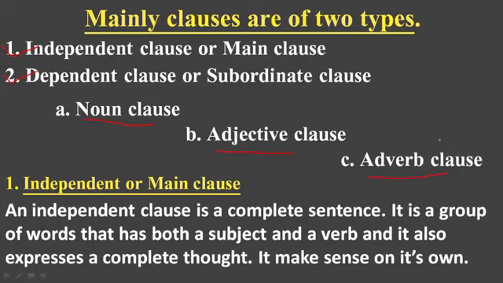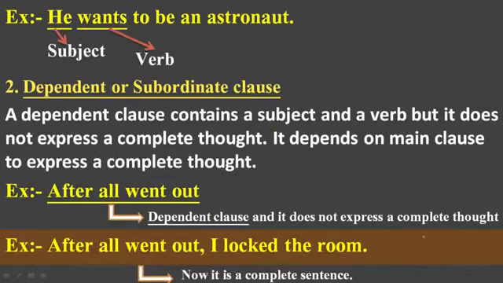independent or main clause. An independent clause is a complete sentence. It is a group of words that has both a subject and a verb, and it also expresses a complete thought. Remember, it makes sense on its own and it doesn't depend on any other clause. Example, he wants to be an astronaut.